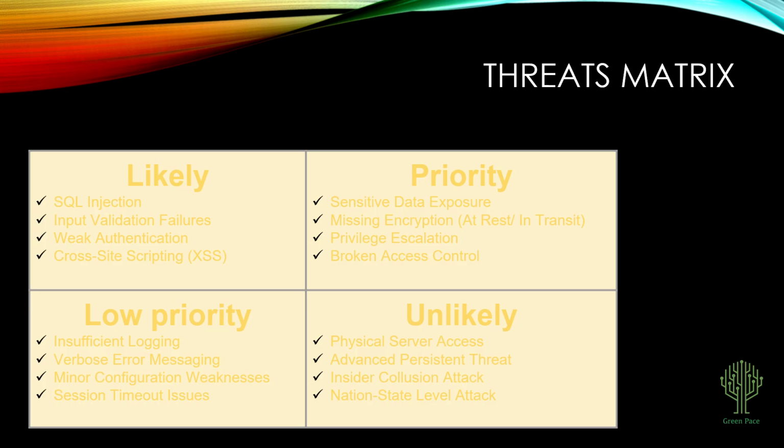The priority quadrant includes threats that would cause serious business impact if exploited. Sensitive data exposure, missing encryption, privilege escalation, and broken access control fall into this category because they directly affect customer trust, financial stability, and regulatory compliance.